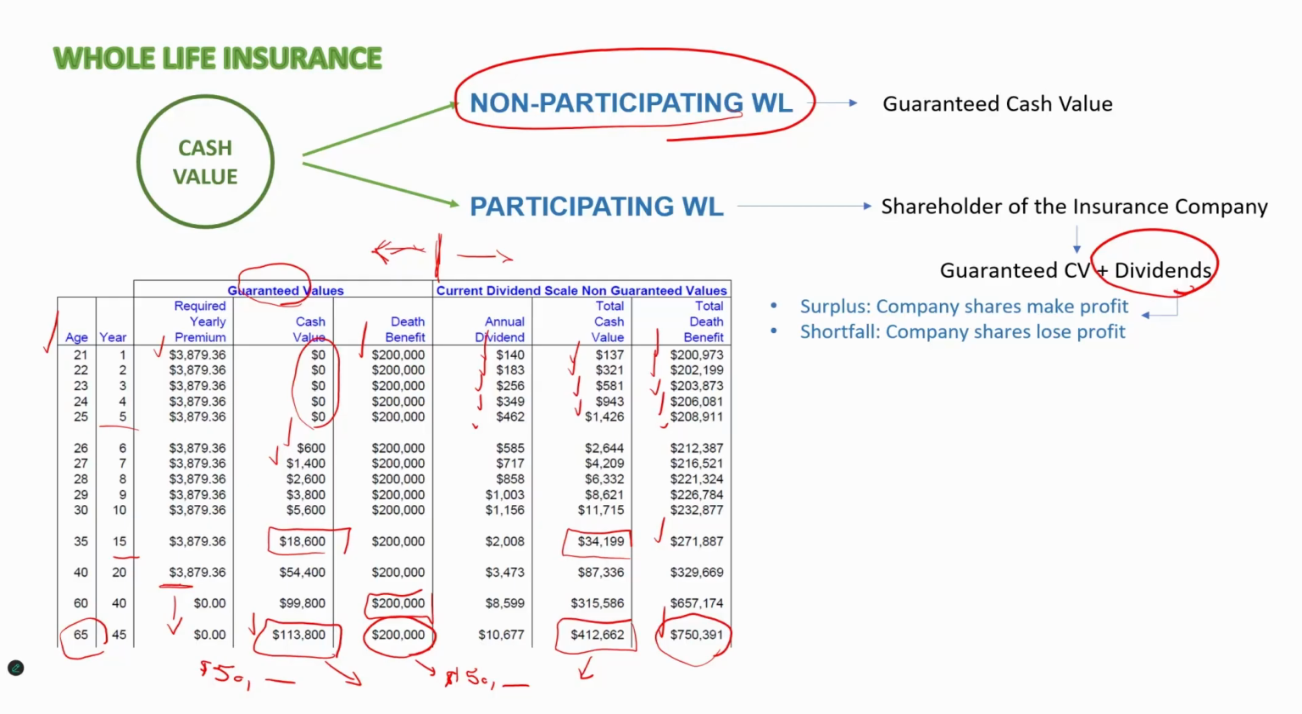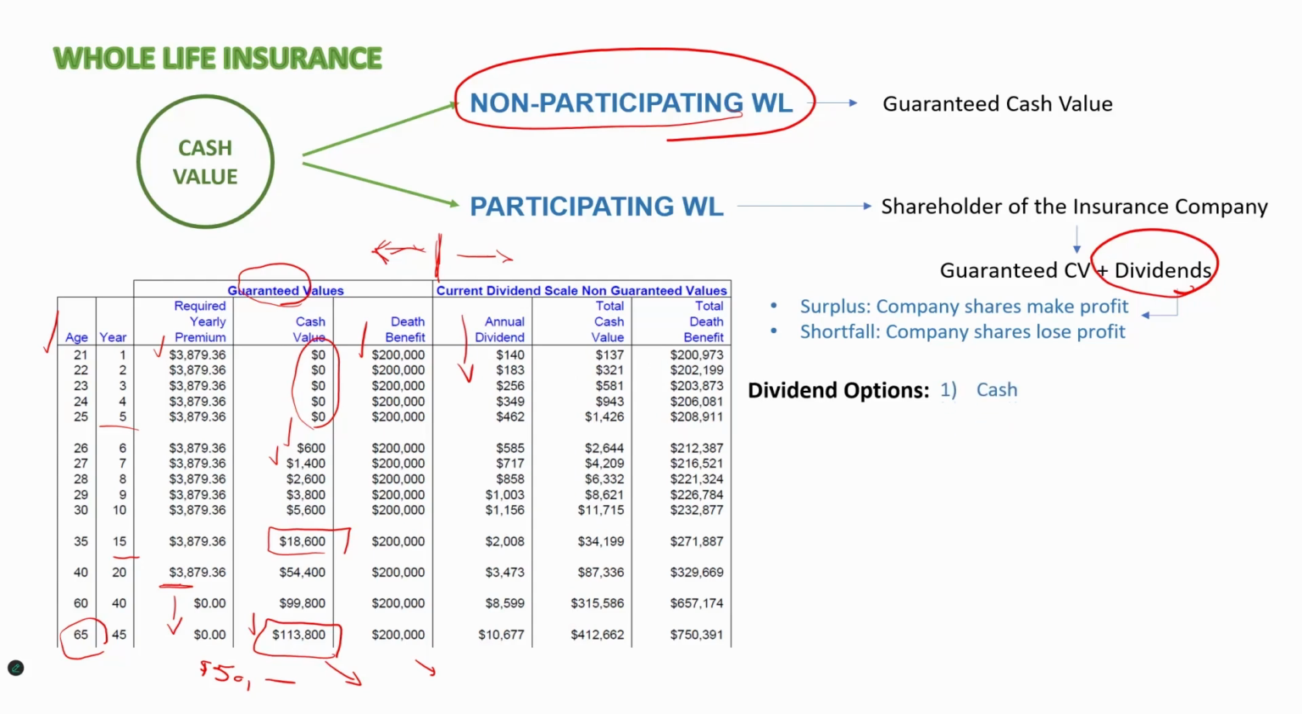Now, something I want you guys to pay close attention to is this dividend part. The company is going to give us dividends, and we have different options of what we want to do with that dividend. The first option is that I could take this money out as cash. So let's say in the first year, when I get $140, I could just cash it out. If I do that, then my cash value is going to look exactly like what it is over here in the guaranteed part because I'm taking out the dividend. So every year when I get my dividends, I could cash it out.